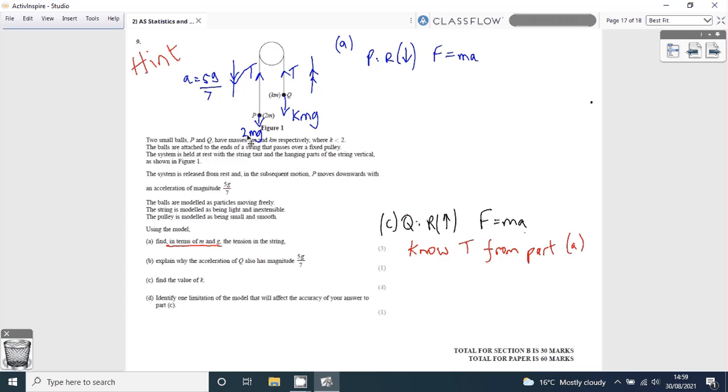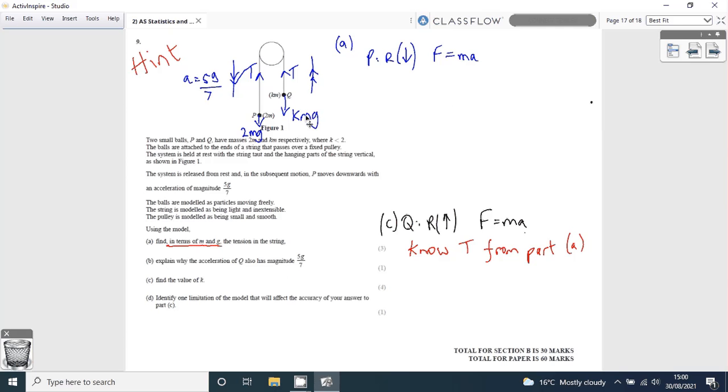So is 2mg greater than T, or is T greater than 2mg? So net off those two forces on the left-hand side, and then that's equal to mass times the acceleration. So substitute in there, and then rearrange to make T the subject, and your answer will be in terms of M and G.